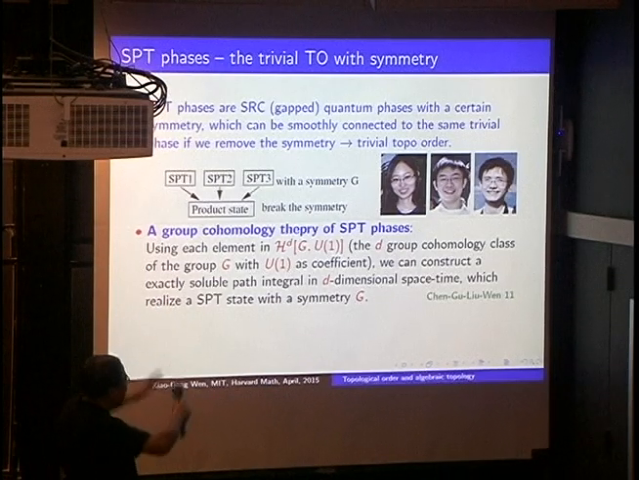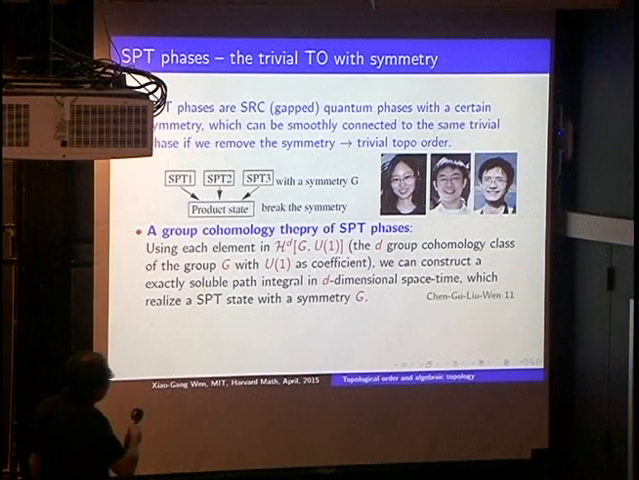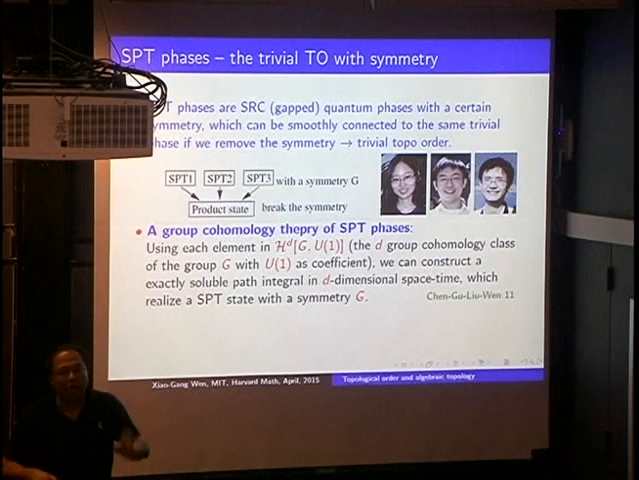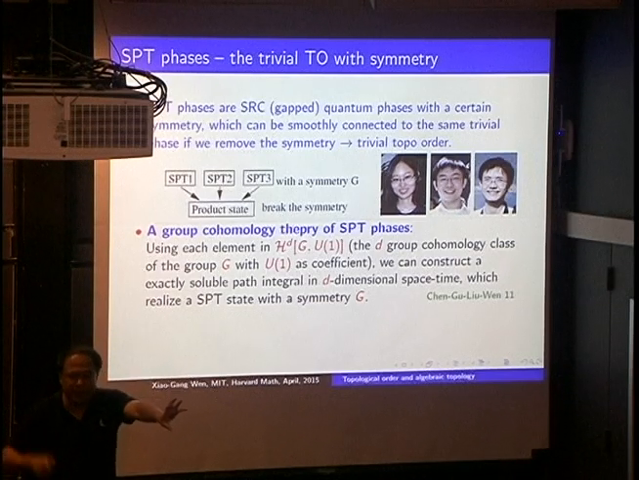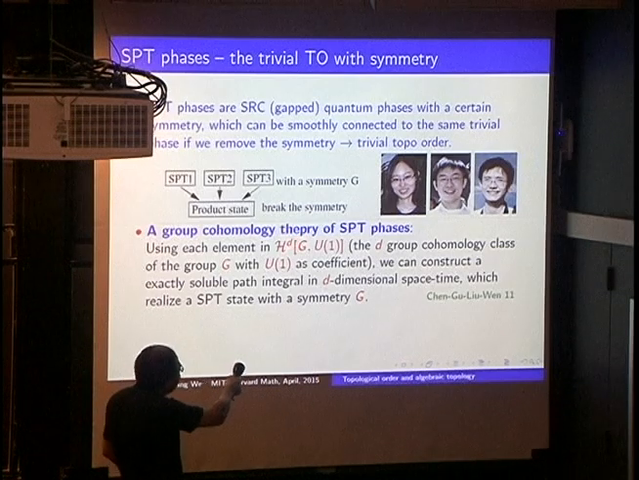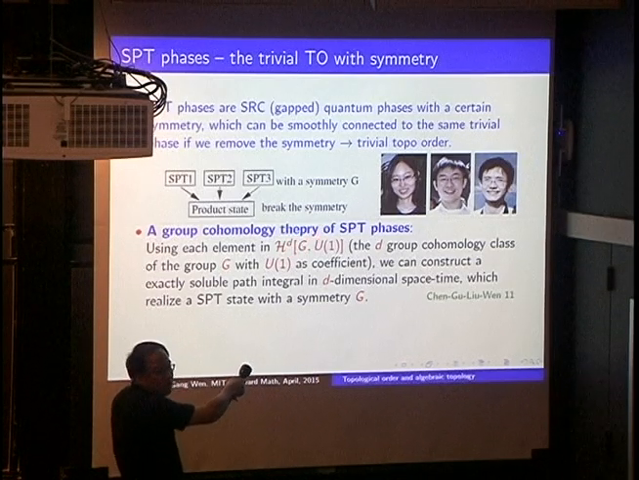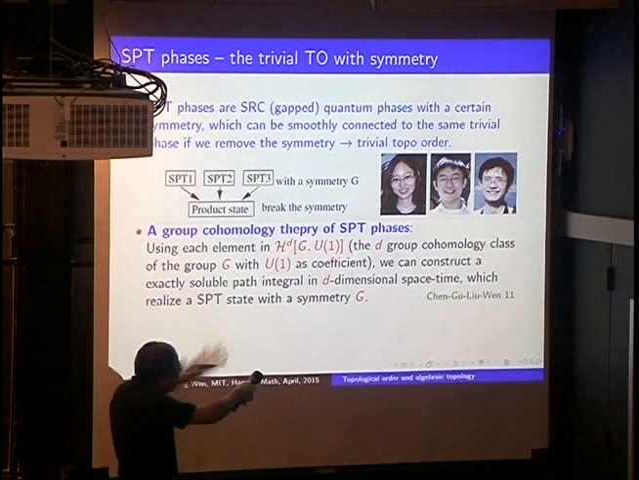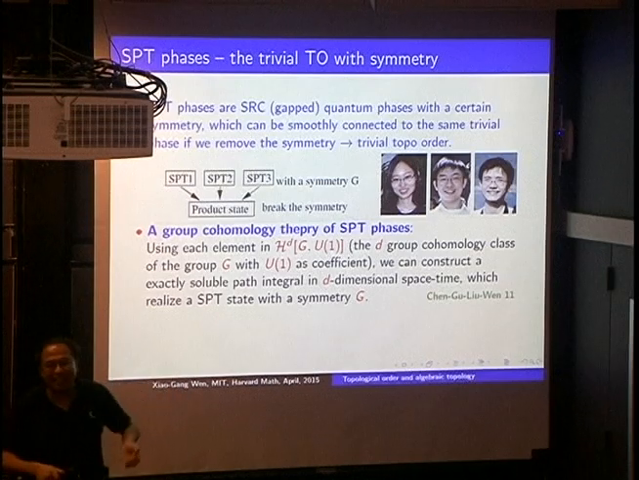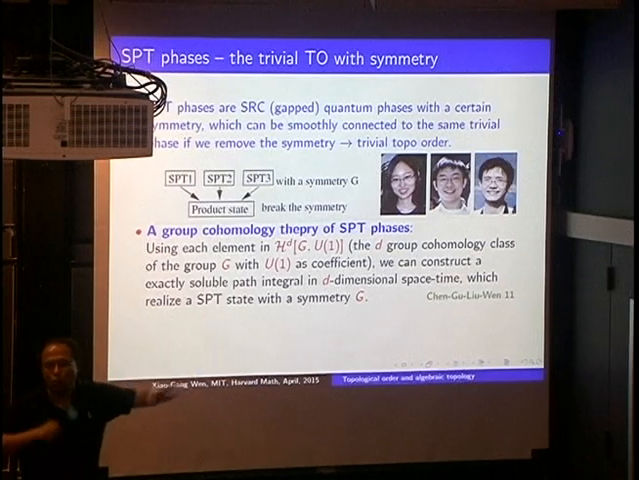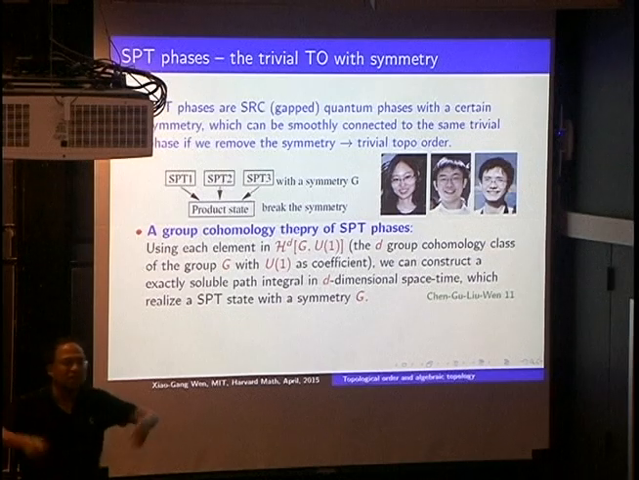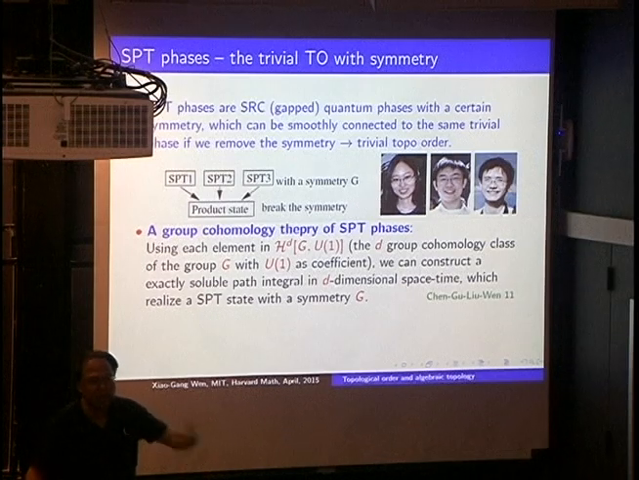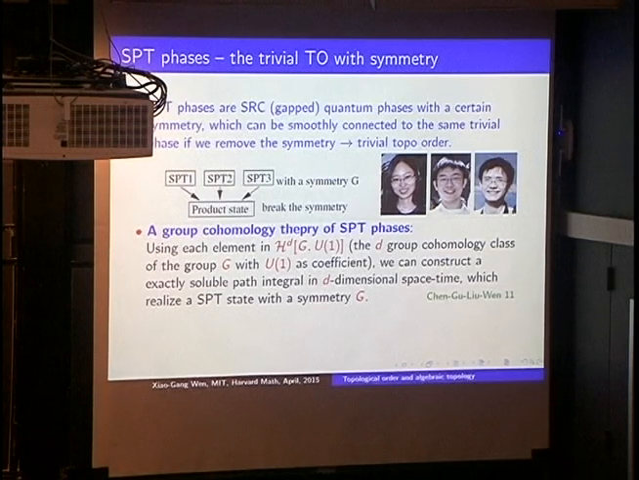So at least a very big class of those phases can be one-to-one classified by this group cohomology. So basically, we have a symmetry group, and then we give a space-time dimension. So D is a space-time dimension, and this G is a symmetry group. Given these two as an input, we just compute this group cohomology, and then this element is a group cohomology class. It's a one-to-one correspondence with this SPT phase, a phase with no topological order, but with the symmetry. So there's a one-to-one correspondence.